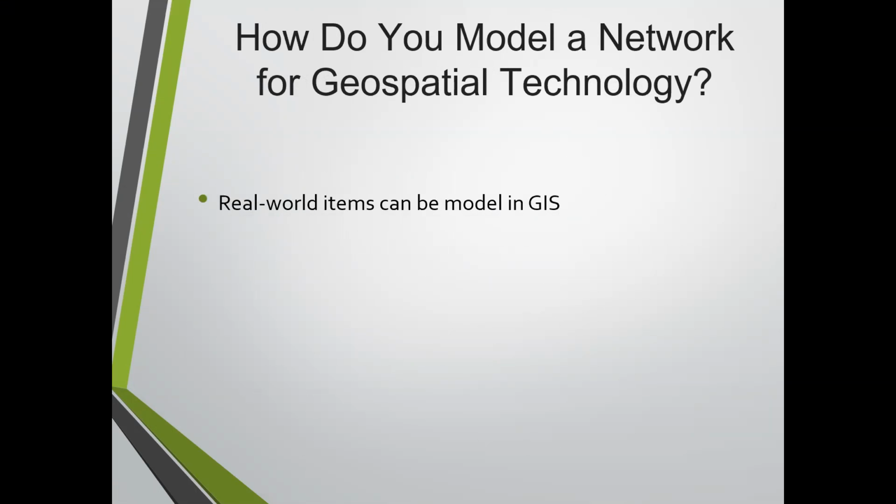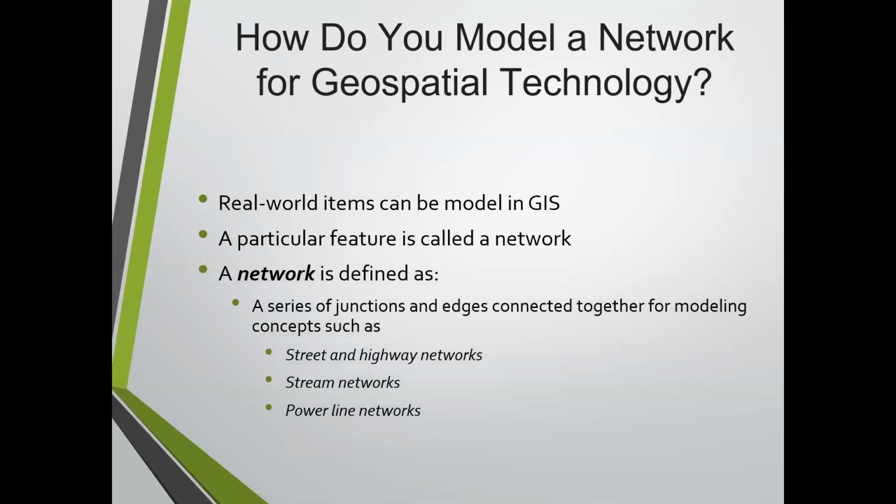So we know that real world items can be handled in GIS, and a particular feature that we talk about for GIS is what's called a network. Okay, so we've looked at things like polygons and line features and point features and those kind of things, but now we're looking at one particular type of thing, which we define as a network. So a network is basically just any kind of series of lines and junctions that connect together for modeling concepts, okay? So the junctions, another name for a junction would be a node or a switch or a valve, and an edge is the same thing as a line or an arc, okay?